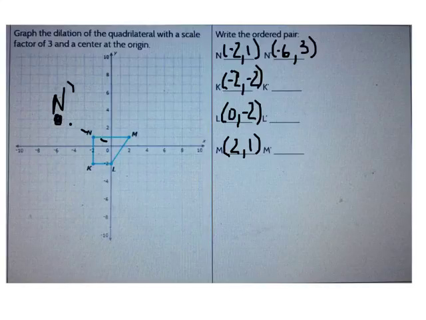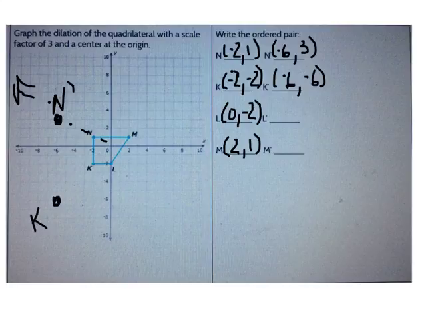I can see how N has expanded in a straight line from the origin. What will the ordered pair for K prime be if I multiply both of my coordinates by the scale factor of 3? It will be negative 6, negative 6. I can graph K prime at negative 6, negative 6. I can also see how K prime is an expansion along a straight line from the origin.